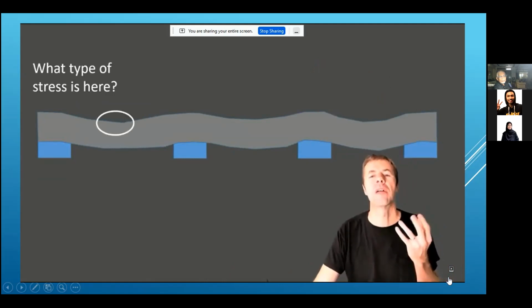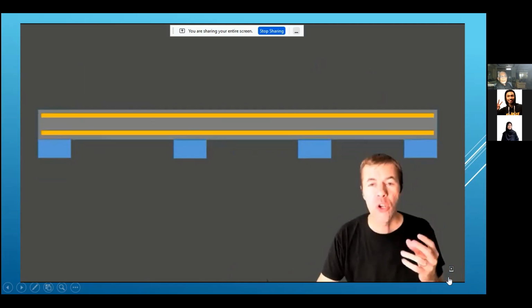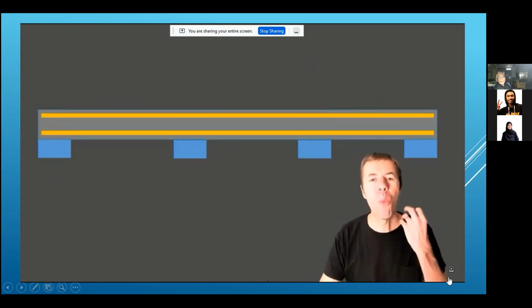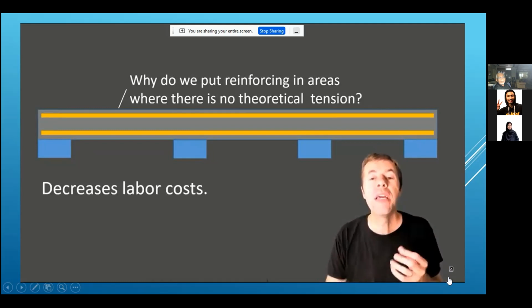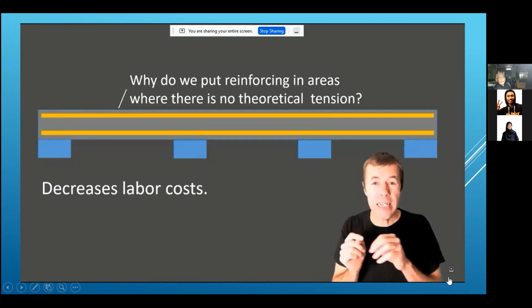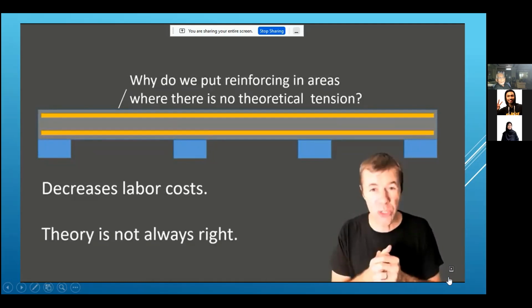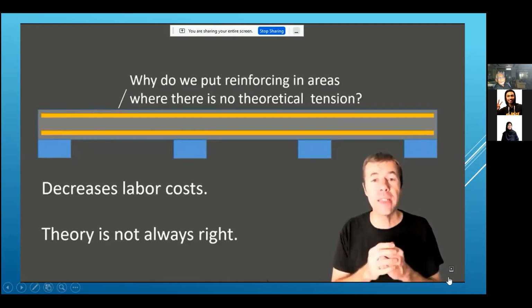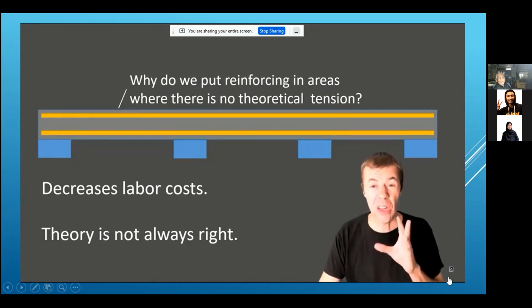But what happens here? Well, it's getting smaller there, right? It's compressing. But when we put reinforcement in it, we usually, at least in my country, put it almost everywhere. Why would we put rebar where we know there's compression? Well, there's a couple good reasons. One is it decreases labor costs. If I'm already extending the bar, I might as well keep it going. And two, the theory is not always right. We don't always know where the tension is going to be. And sometimes, especially in elevated slabs, we need to protect ourselves from surface cracking. So we put our steel in a lot of different places.